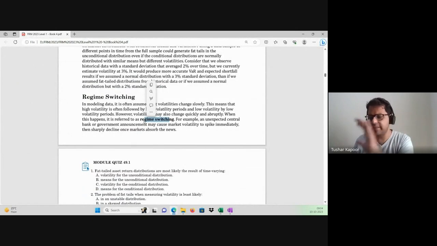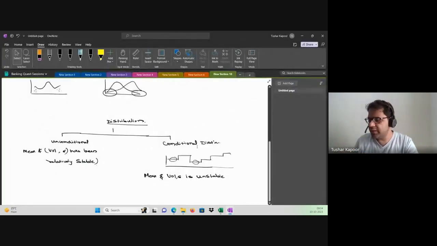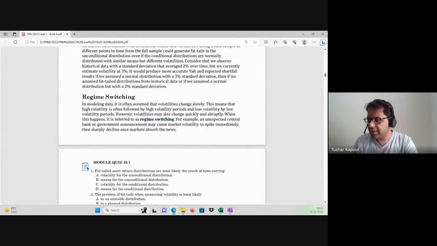So let's understand, and it's only theoretically that you'll have to cover this topic, the regime switching model, which is associated with the changing time conditional distribution. So in modeling data, it is usually assumed that volatility changes slowly. This means that a high volatility period is often followed by a high volatility period and a low volatility period by a low volatility period. Because it's difficult for volatility to change, and it changes very, very slowly. But in real life, we know that the volatility shifts are quite high.